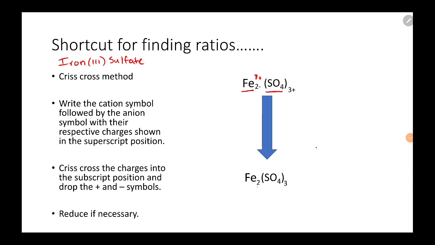Now sometimes you can get numbers here and here that are reducible. That means they share a common divisor. If those 2 numbers are reducible, you should reduce them to give the correct formula. Never reduce anything inside of parentheses. Those polyatomic ion formulas are set.